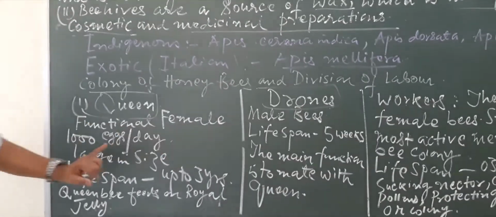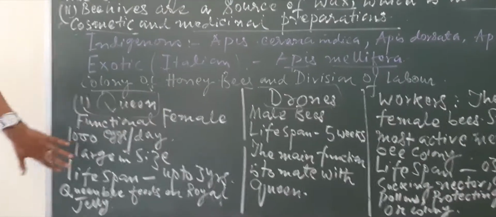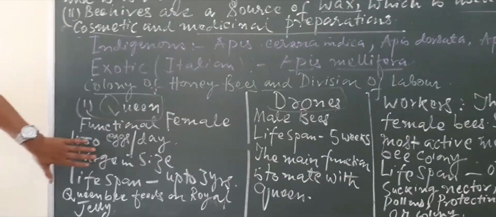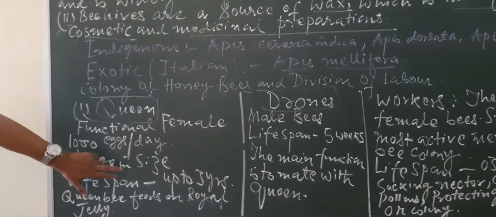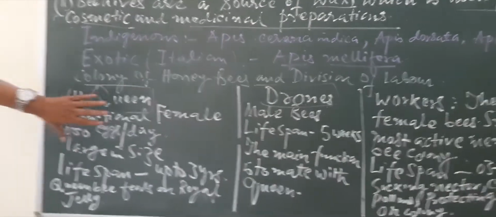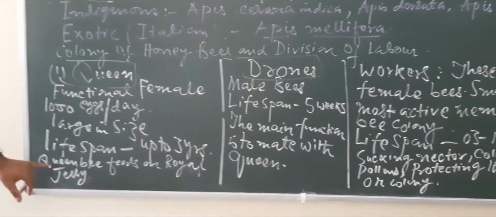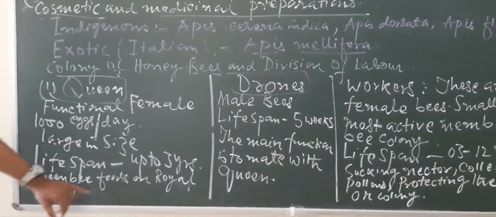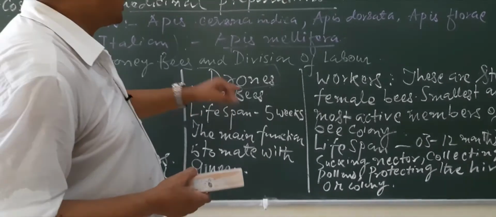Functional female. That means why is it known as functional? Because they lay eggs, 1000 eggs per day, and it is the largest in size. Out of these 3 categories, this one is the largest in size. Lifespan up to 3 years. The queen bee feeds on royal jelly. This is the ingredient of their feeding material.